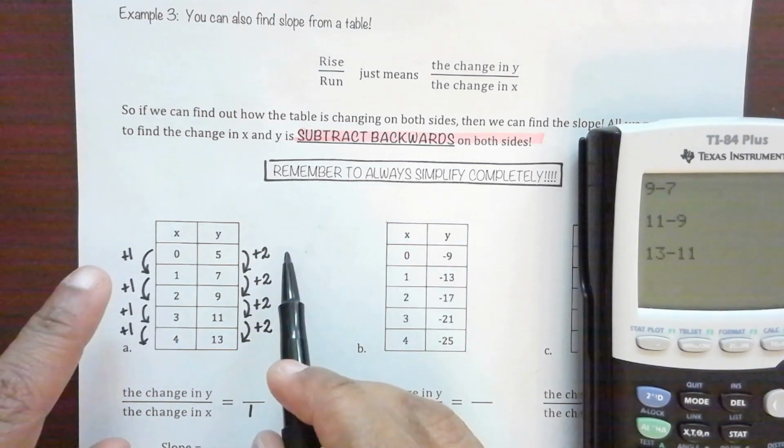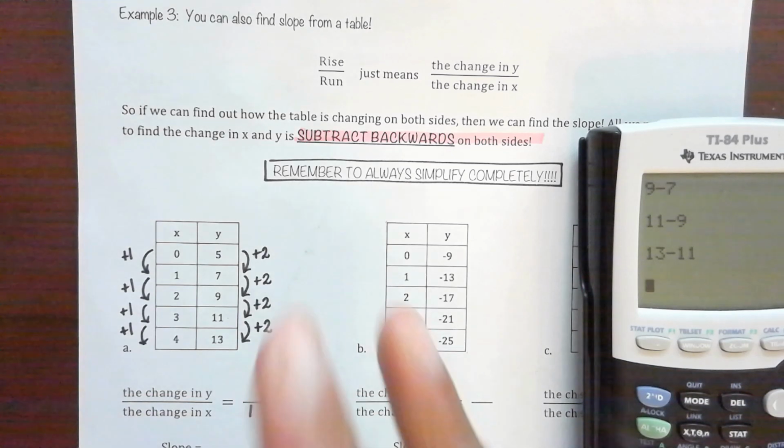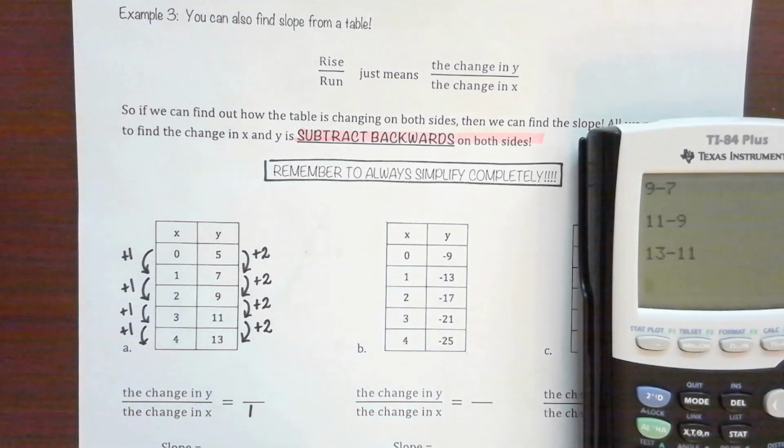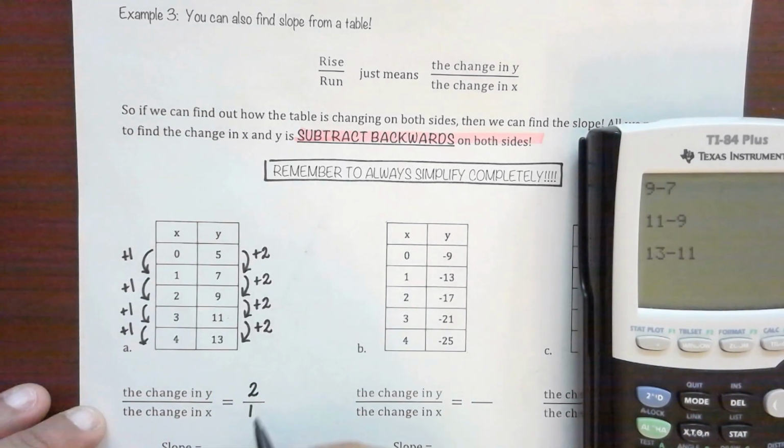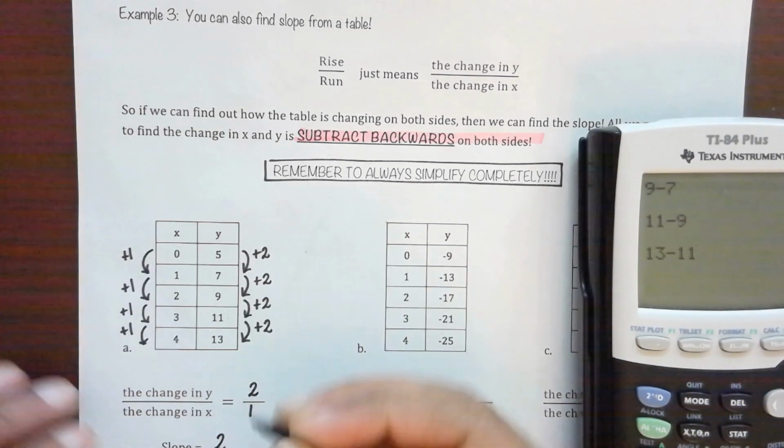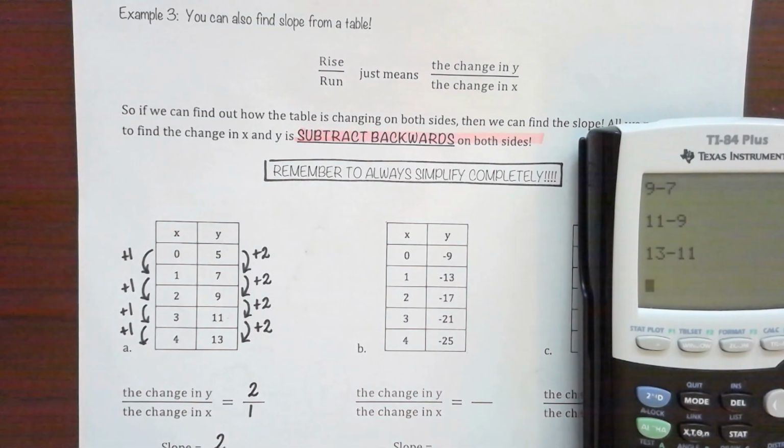Do you see how these are all the same? That's what makes a linear function a linear function. They have to be constant. So the change in y is what? 2. Can 2 over 1 simplify into what? There we go.